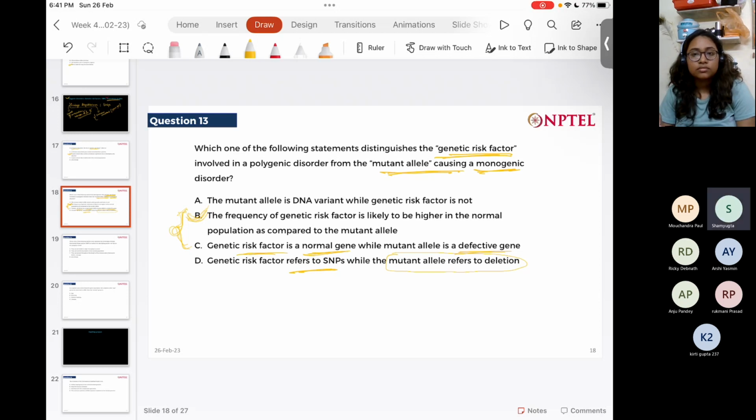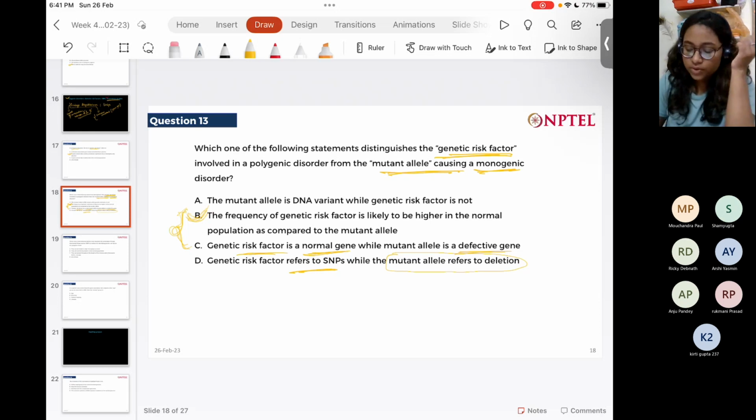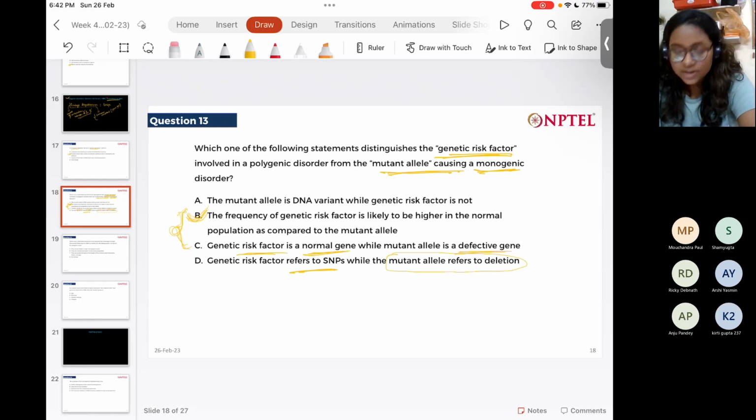Yes, ma'am. I said option B, ma'am. So why do you think D is the correct answer? No, ma'am. Option B. The frequency of genetic risk factor is higher in. Okay. Sorry, I was hearing D. It's fine. So according to her as well, B is the correct answer.